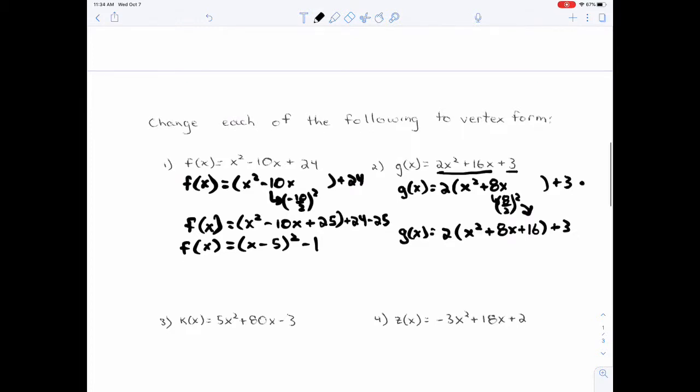Why? Because notice that 16 is in a parentheses, and that parentheses has a 2 in front of it. So by writing plus 16 inside the parentheses, there is now a 32 that wasn't up in this first line. There's a 2 times 16, so what do I need to do? I need to subtract 32.